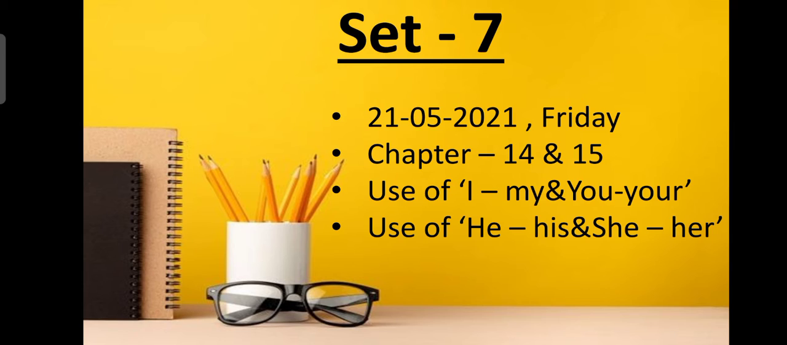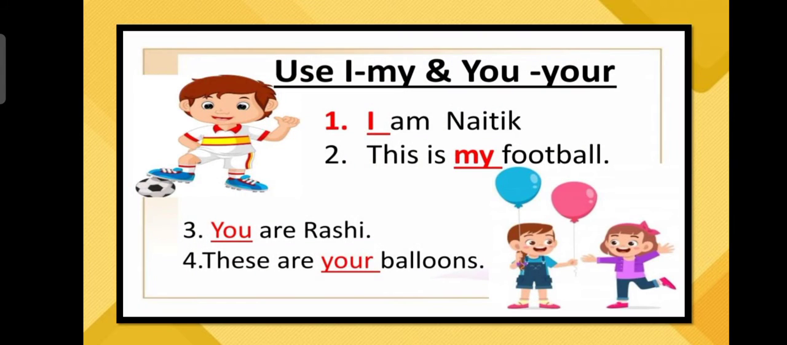Okay. So now let's discuss our homework. Use of I, my and you, your. So we can see here is a boy having a ball, having a football. So let's read the sentence and fill the sentence. I am Naitik. This is my football. My is a possession of I.